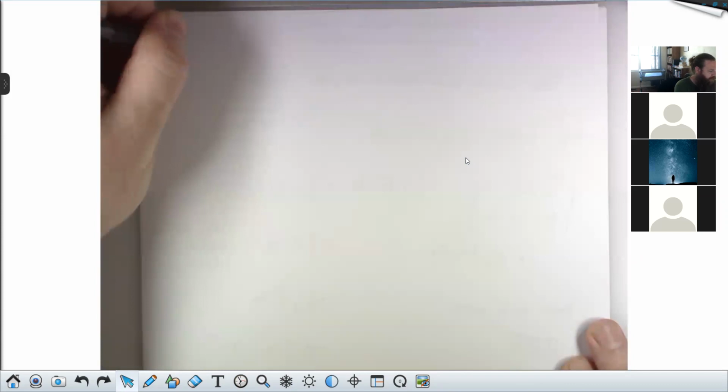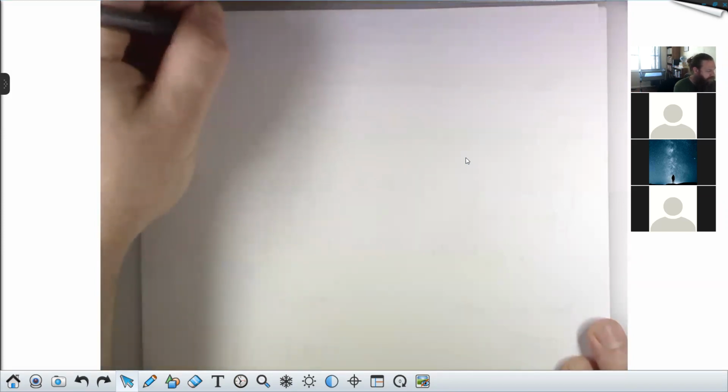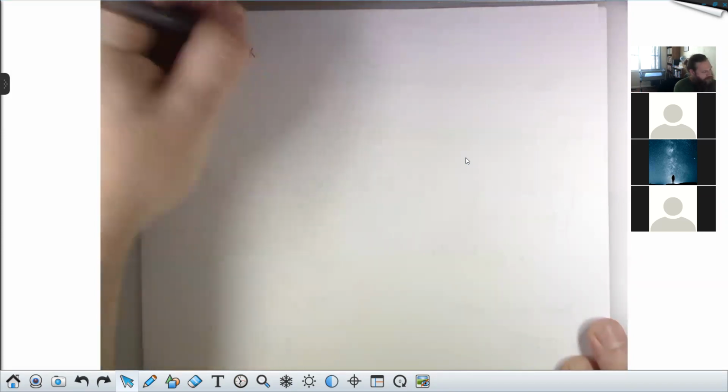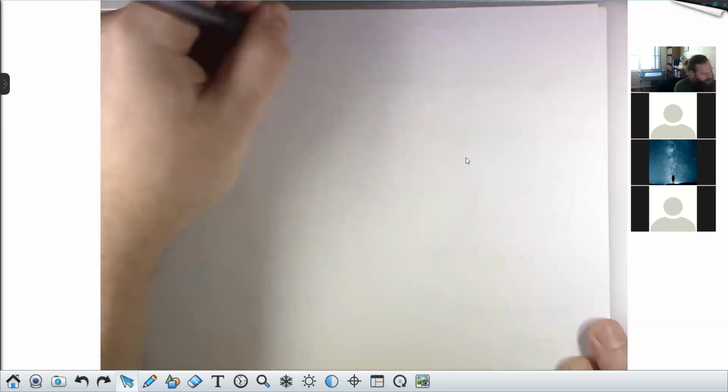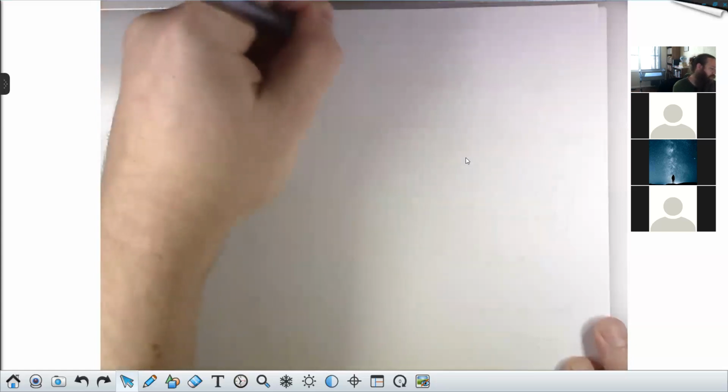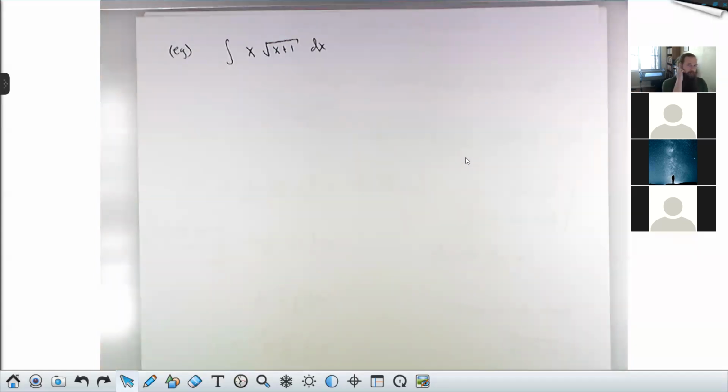So for our kind of gentlest example of that sort, I'd like to just take the square away from the inside. I'd like to look at this guy. So again, it's an indefinite integral. Again, I have a square root of a two-term expression and then an x out front. How do I get started here?